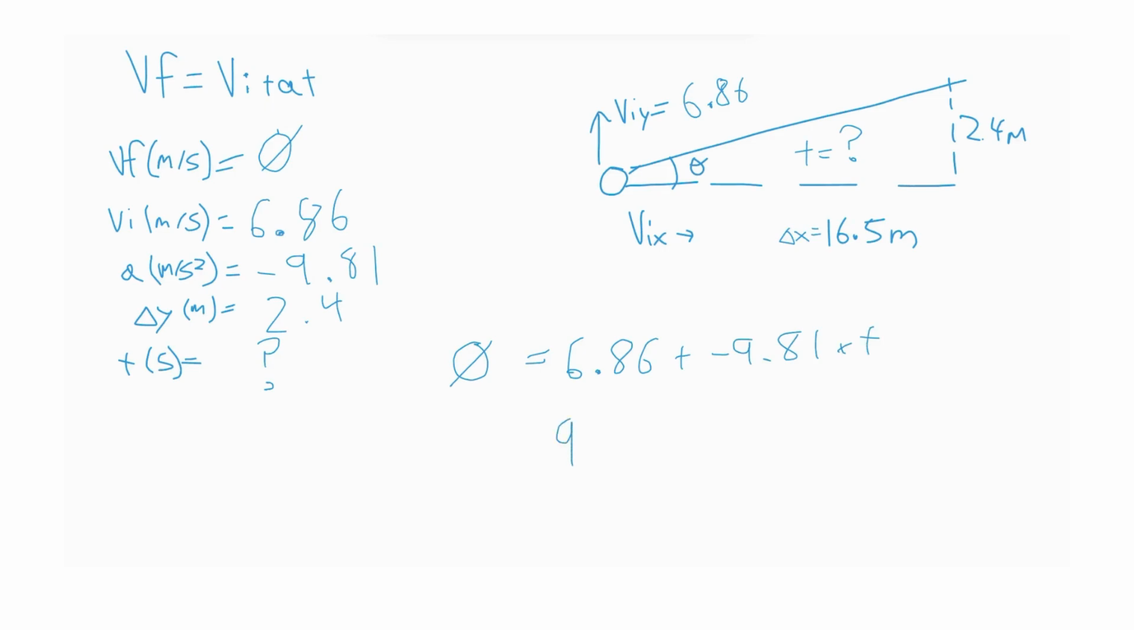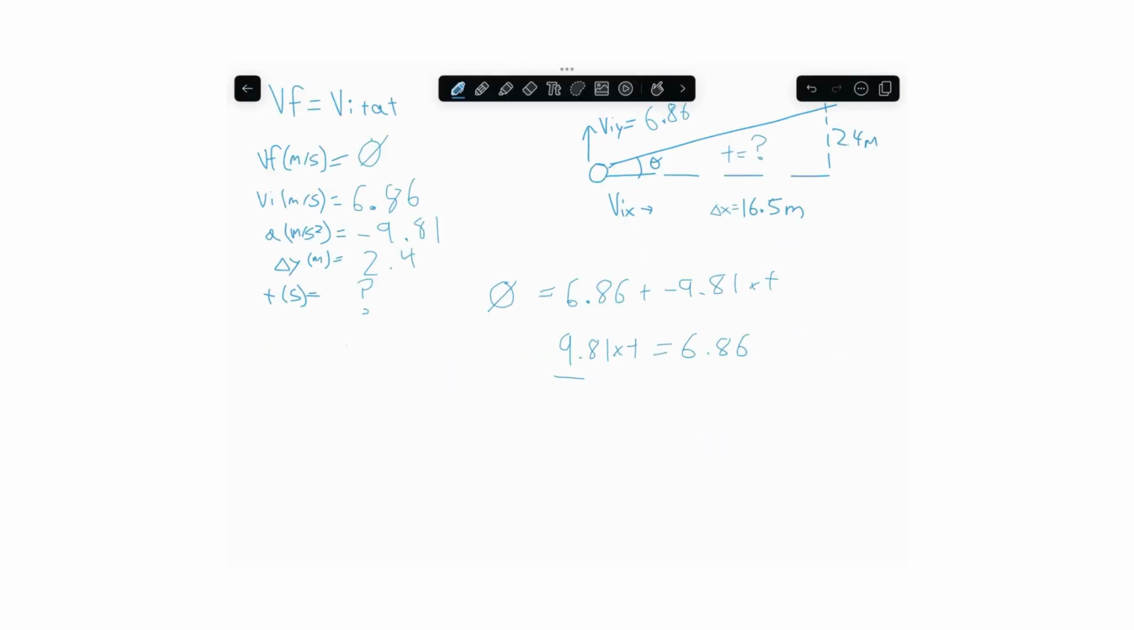Next, we need to get t alone, so we are going to move negative 9.81 times t to the other side, and then we will divide both sides by 9.81, which gives us an answer. Our answer comes out to be t equals 0.7 seconds.